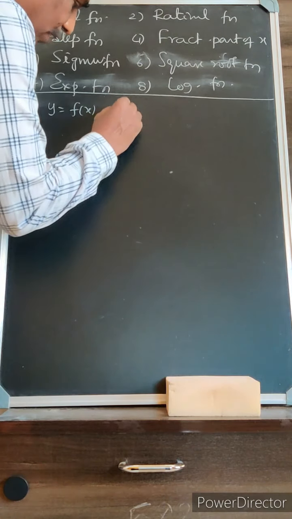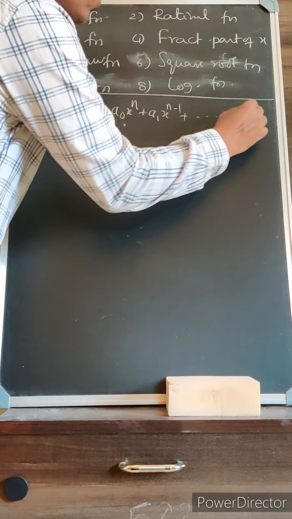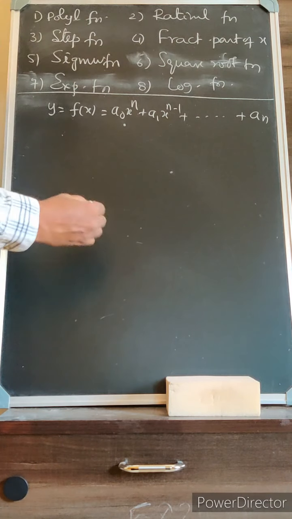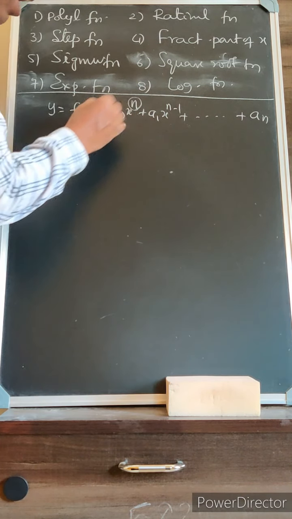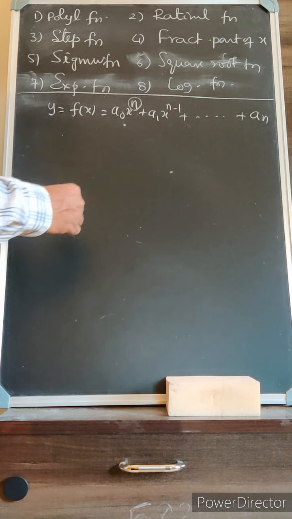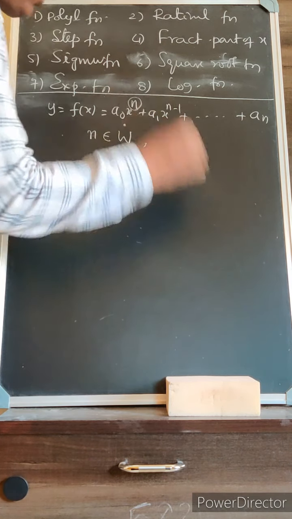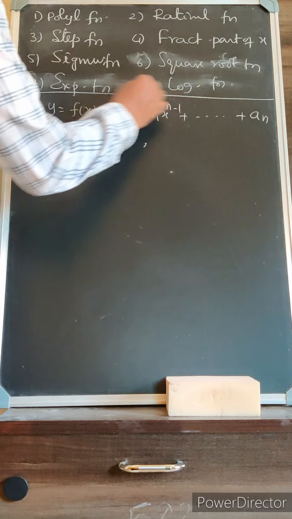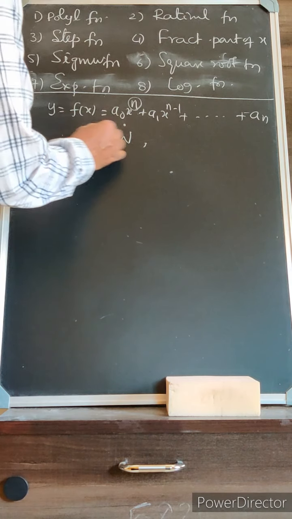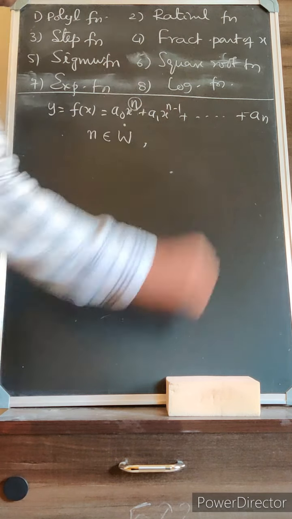y equal to f of x equal to a0 x^n + a1 x^(n-1) and so on up to an is called a polynomial function of degree n. The highest power of x in the expression is n, so the degree of the polynomial is n. Here n is a whole number. It cannot be a fraction, it cannot be a negative number. So in each and every term the power of x must be a whole number. Then only this expression will be a polynomial. The highest power of x is called the degree of the polynomial.